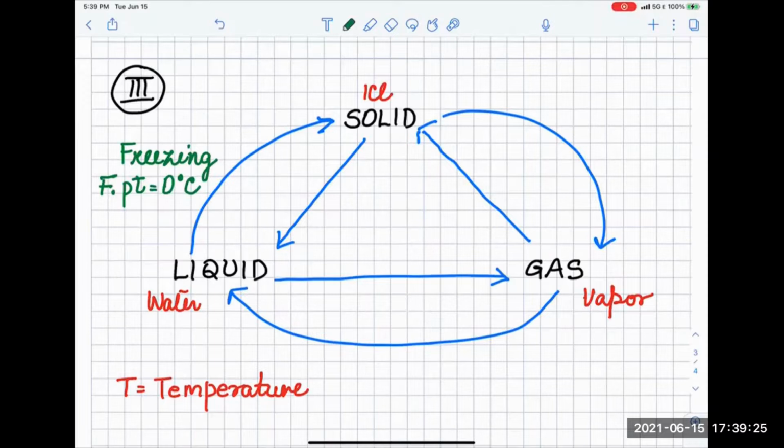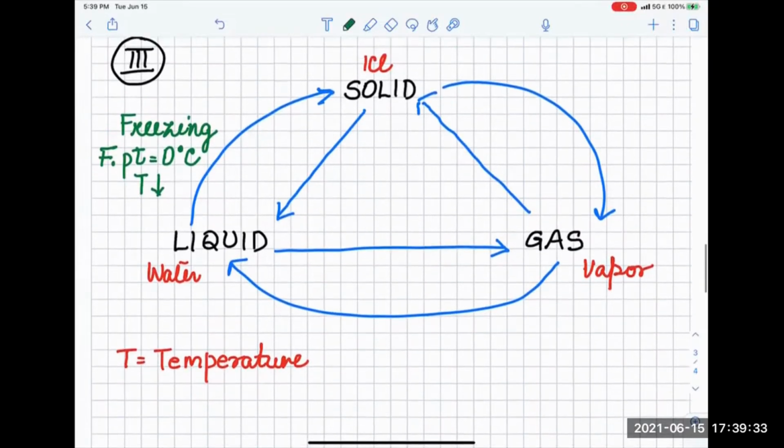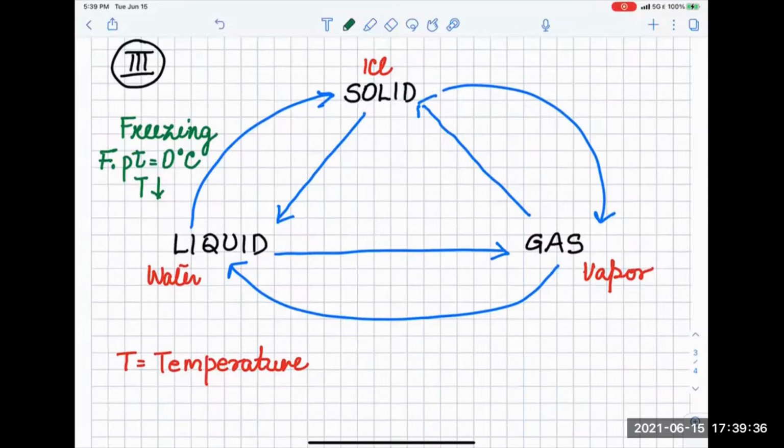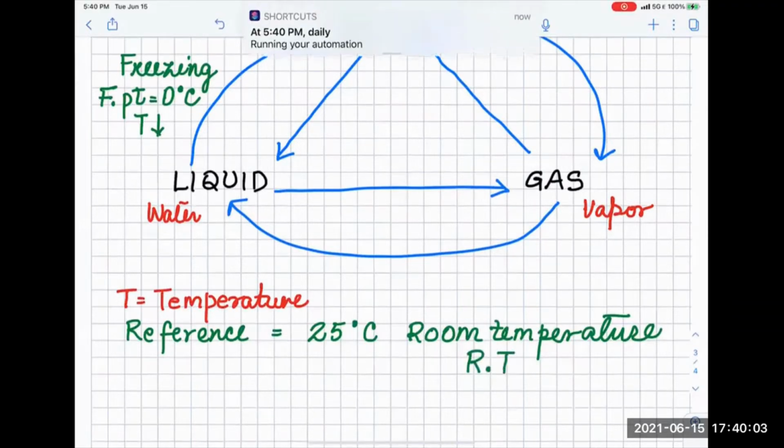So temperature, when the temperature goes down, you need to reduce the temperature. So keep this in mind. Everything in science, and especially chemistry, is in reference. So for us, the reference is with respect to 25 degrees Celsius. That is the room temperature. So when we say higher temperature, that is in respect to room temperature, 25 degrees Celsius. So room temperature, RT, that's what it means.